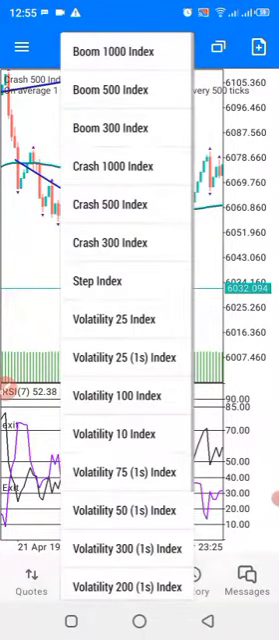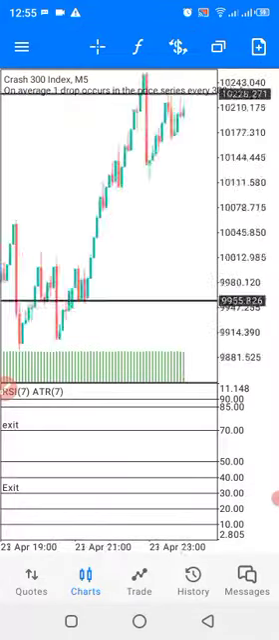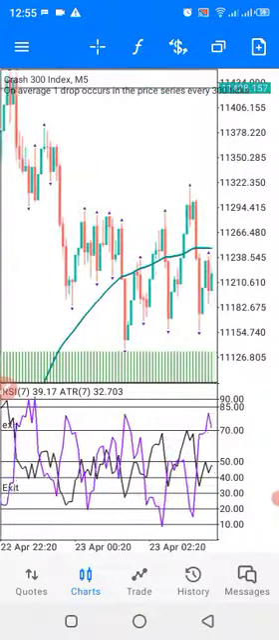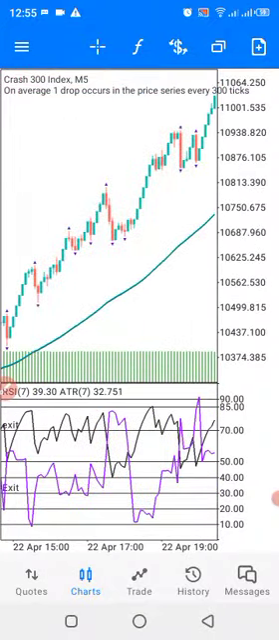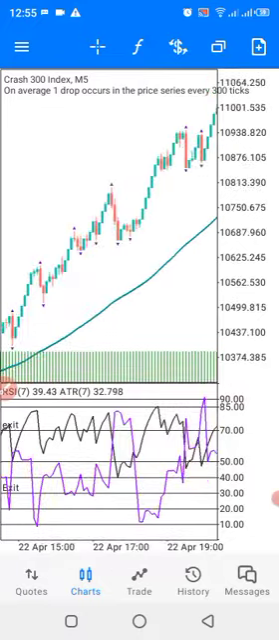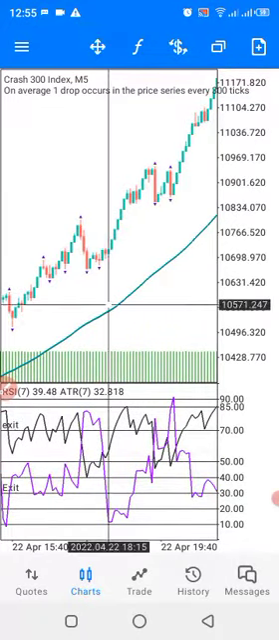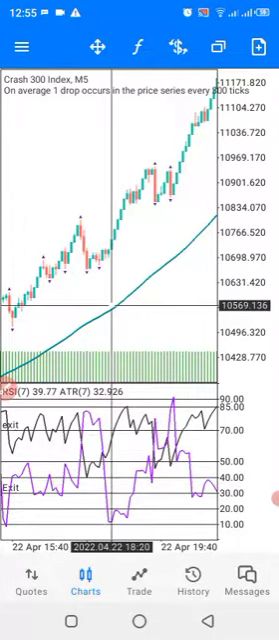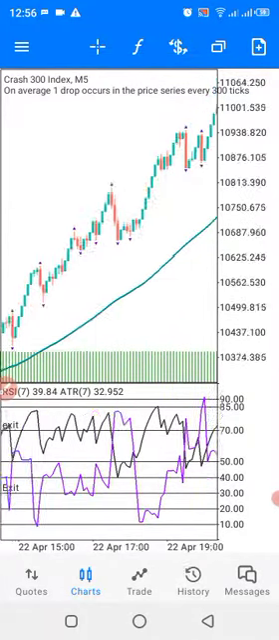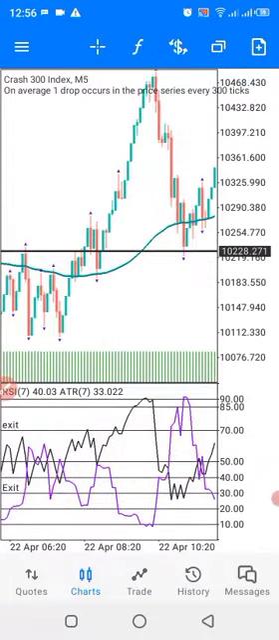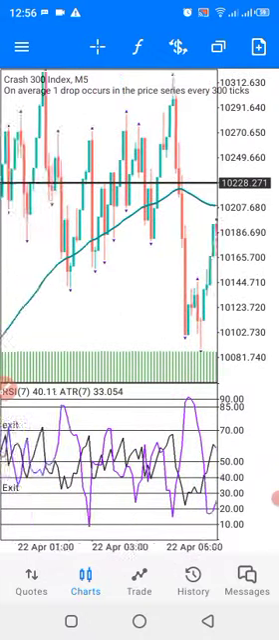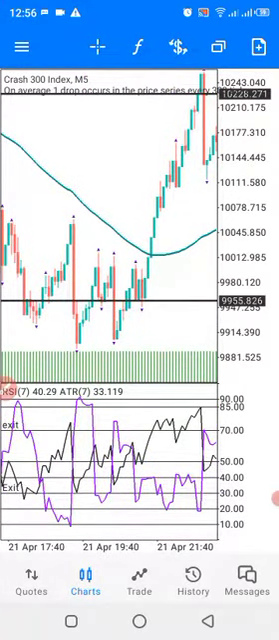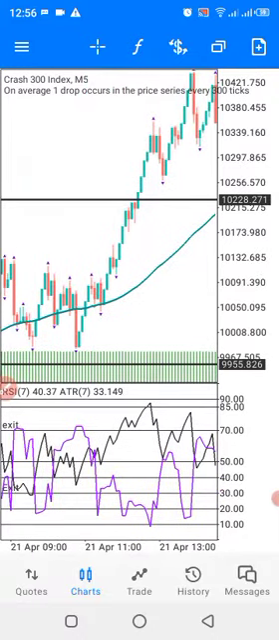Okay, let's look at Crash 300 to clear the air so that you know what we're doing. Whenever you see the crossing, there's a crossing here. But I want to be sure. This is a good one too. But safely, if the crossing is not accurate, you have to allow it to go through. You have to allow it to pass until you see a perfect crossing.